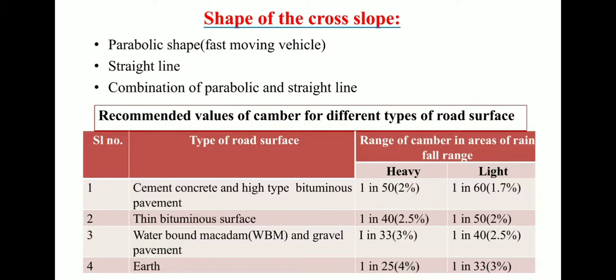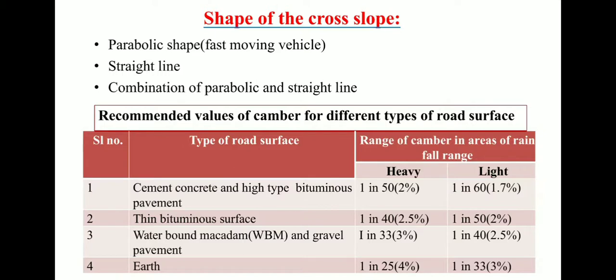If the type of road is thin bituminous surface, then for heavy rainfall terrain you have to provide 1 in 40, that is 2.5%. For light rainfall range you have to provide 1 in 50, that is 2%. If the type of road surface you are going to provide is WBM, that is waterbound macadam road and gravel pavement, then for the rainfall which is heavy you have to provide it as 1 in 33, that is 3%. And if there is a light rainfall in the terrain you have to provide it 1 in 40, that is 2.5%.